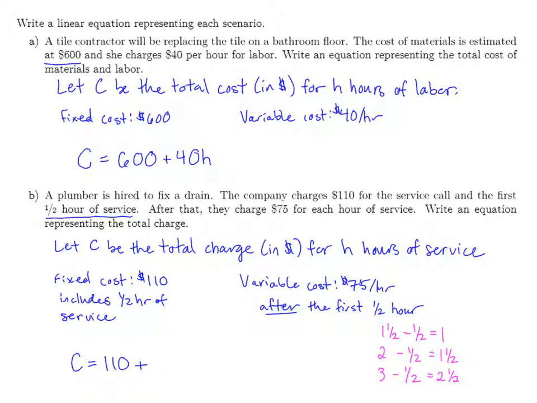So we can see then that our pattern is going to be H minus that half hour. So we'll only be charged for the number of hours over 1/2. So to write that then, we're going to use H minus 1/2. So coming back to our formula, C equals 110 plus, and then we'll take 75 times the number of hours over 1/2, which we'll represent with H minus 1/2.